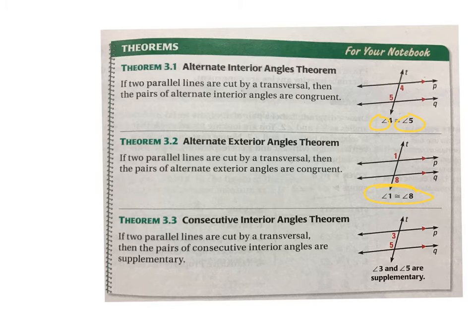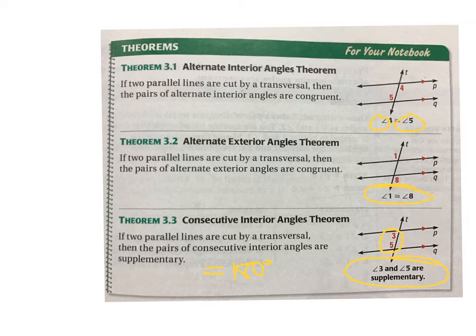And then the last one is theorem 3.3, consecutive interior. Consecutive means when you're looking at the transversal, they're on the same side. And then these two are interior. But what's the rule on these ones? Supplementary means add to 180. So consecutive interior measurements equal 180 degrees.